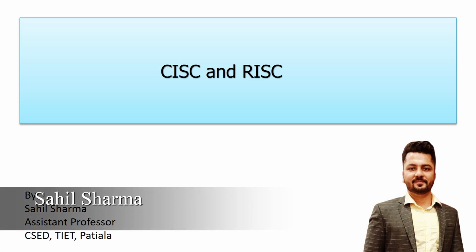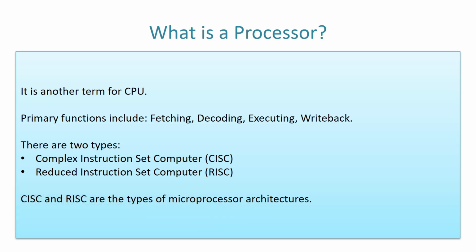Hello. In this video we are going to talk about CISC and RISC computers. So first we want to know what is a processor. Processor is just another term for the CPU. CPU is central processing unit, and the primary functions include fetching, decoding, executing, and the write back function. There are two types of systems: the complex instruction set computer and the reduced instruction set computer. CISC and RISC are the types of microprocessor architectures.